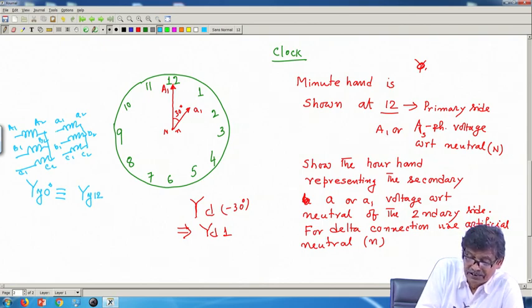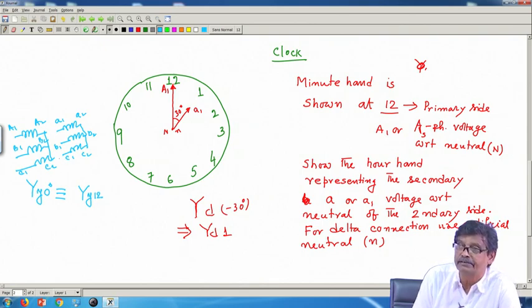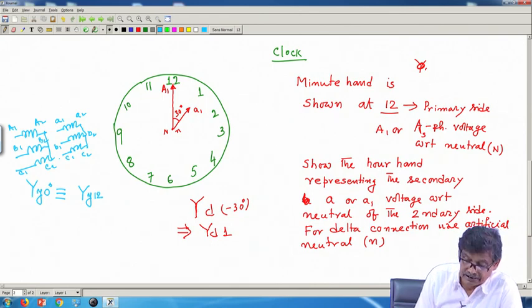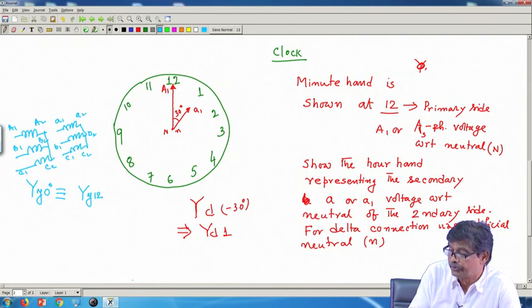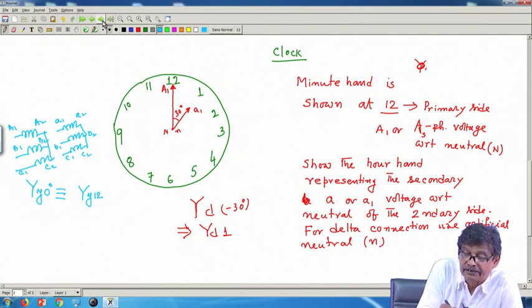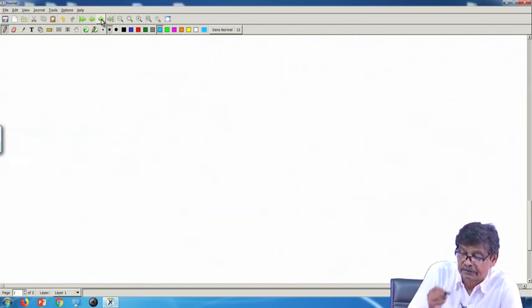Similarly, if you short this, I should have written y by 6, because the secondary voltage should have been with respect to neutral. Here the primary voltage is there, they would have been 180 degrees out of phase. I hope you have understood this one. Now, let us try some more connections.